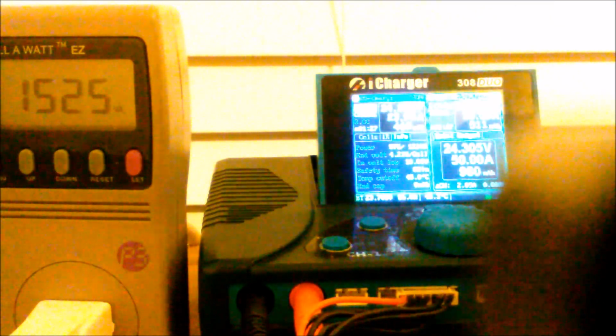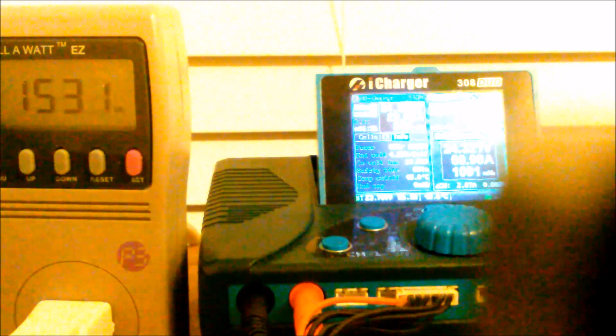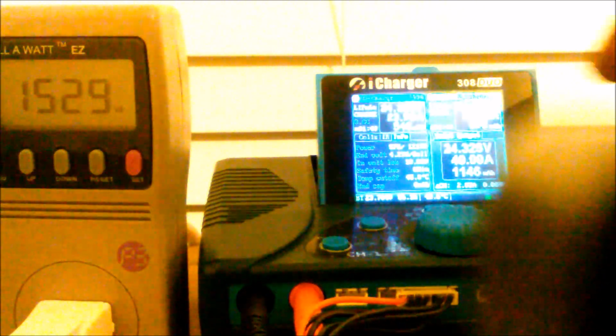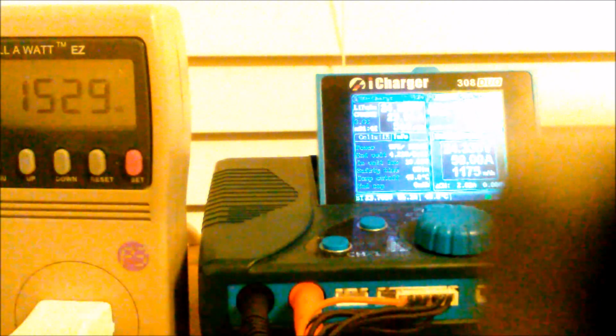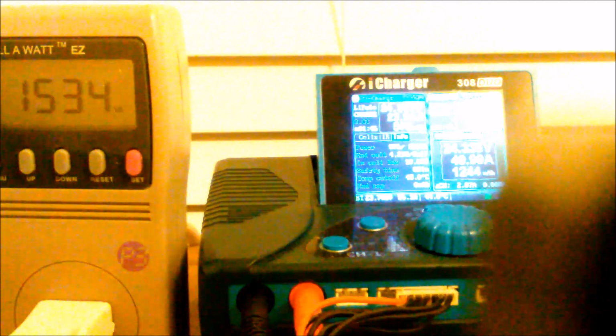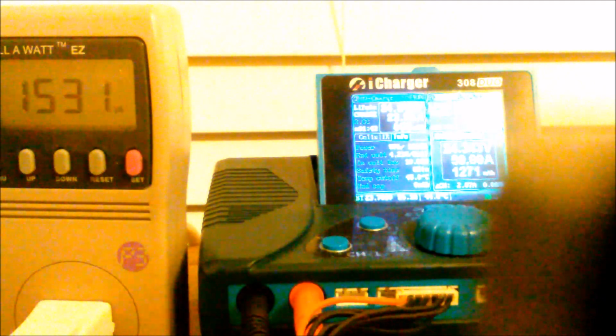Okay, here we have the charger over here charging at 1200 watts so far. It's drawing 1530 from the wall. The power supply is putting out 56 amps. And the voltage on the power supply is 23.7. It's drawing 14.64 amps from the wall.